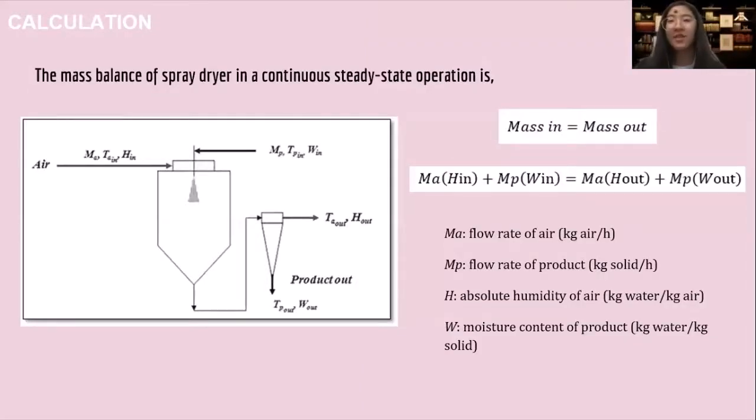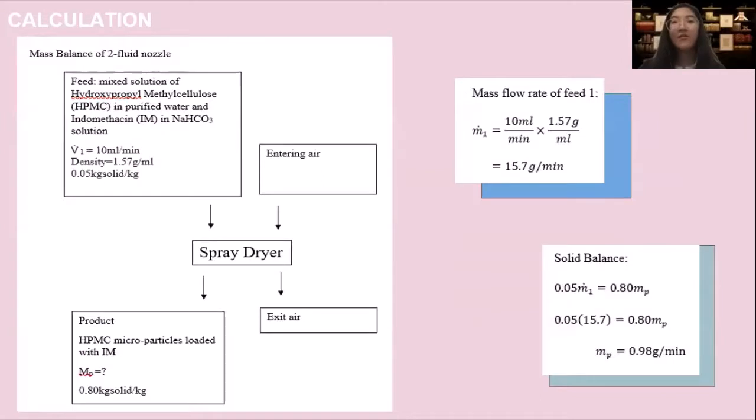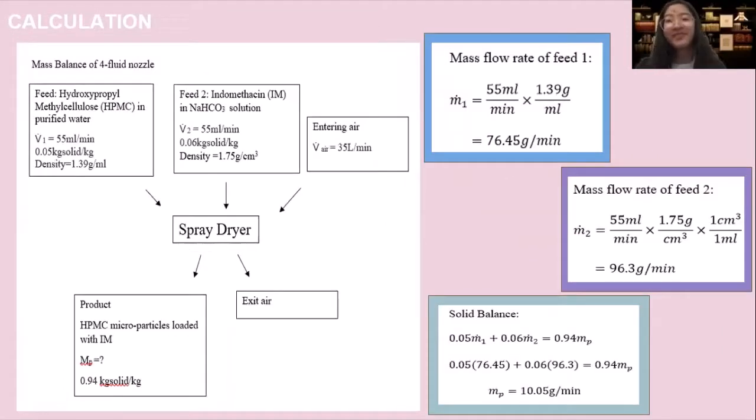Now I will explain the mass balance of the spray dryer. As we all know, mass balance is about mass inlet equal to mass outlet. Now we are going to look at our solution. This is the solution for the mass balance of the 2 fluid nozzle. We have two inlets, and after we did the solid balance, we get the mass of product equal to 0.98 gram per minute.